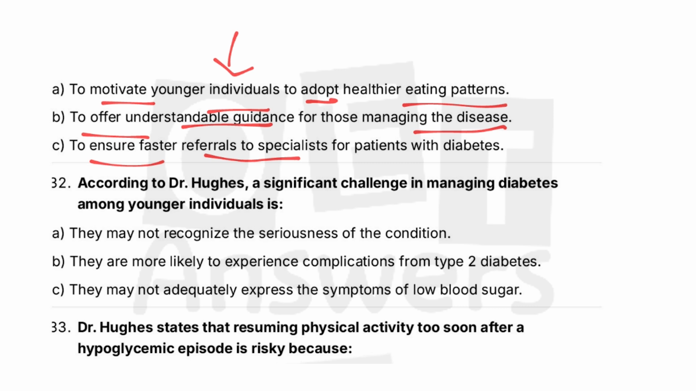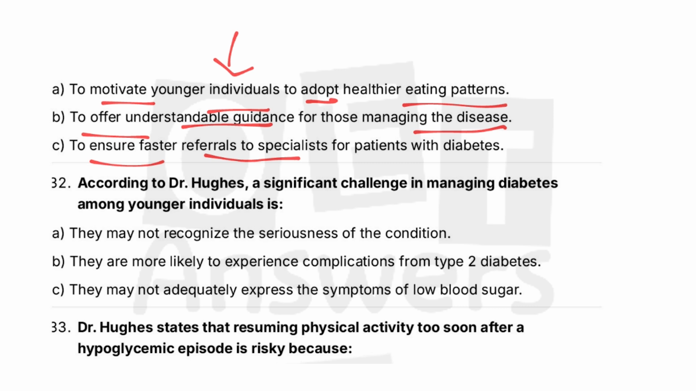Whether his suggestion is to motivate younger individuals to adopt a healthier eating pattern, or to offer understandable guidance for those managing the disease, or to ensure faster referral to a specialist for patients with diabetes. So any one of them could be the right one, and that you have to predict. Probably an 80% prediction will be there, and it should match your imagining and the audio, right? So one of his suggestions is about A, B, or C. That you have to predict.